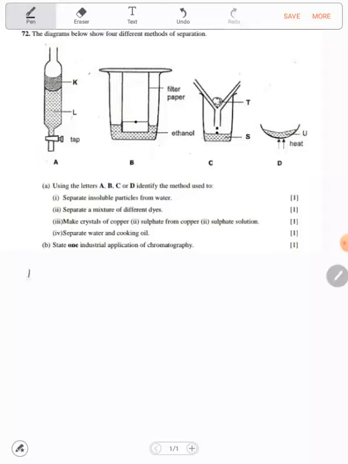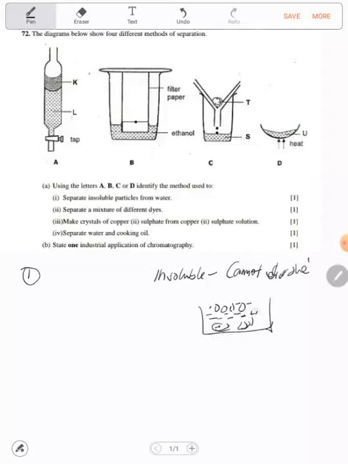Now, before we go anywhere, we need to understand what an insoluble thing is. Anything which is insoluble cannot dissolve in a liquid. For example, sand or stones. These are stones, and these stones are in water in a beaker. How can I separate stone from water? I'm going to use filtration. C. So the answer there is C.